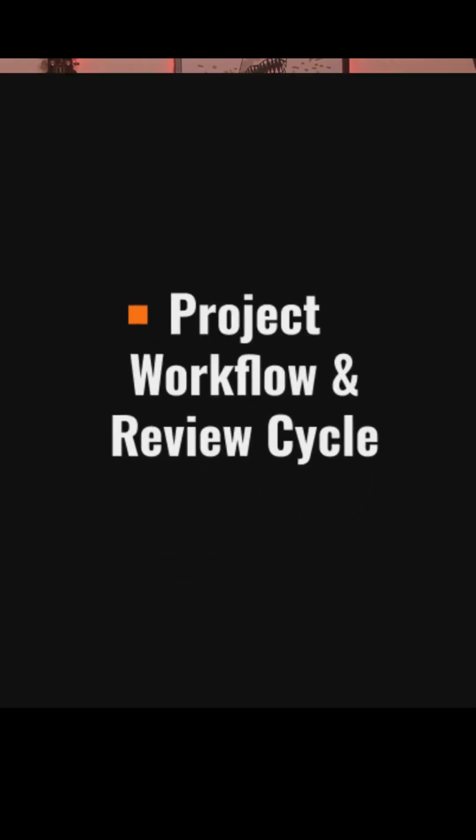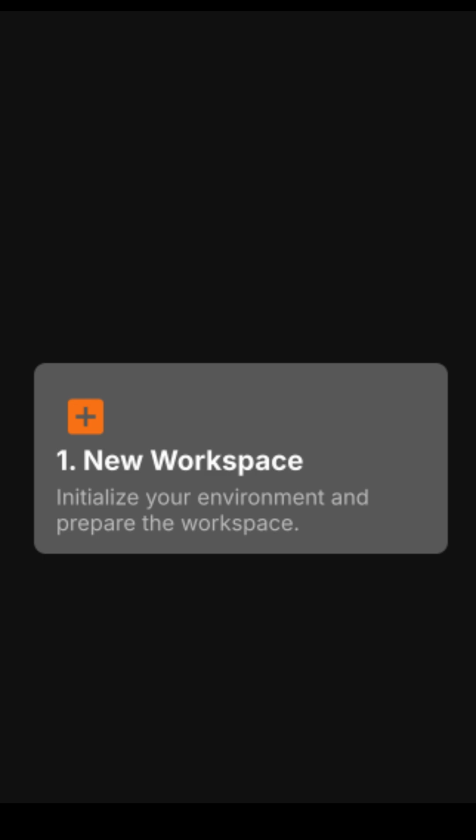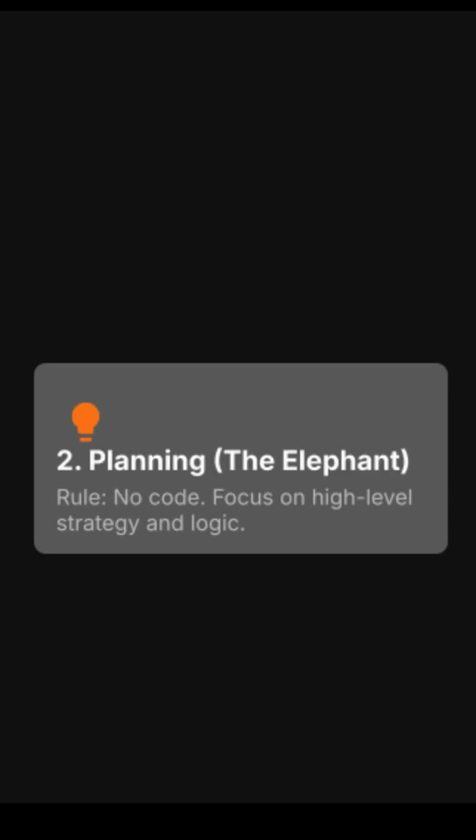So what is my workflow? Basically, first, I set up a new workspace and a new conversation. Then I start working with the Elephant, that is this planner. In a new conversation, we plan, and we have this rule of zero code. It's like no coding for the Elephant.